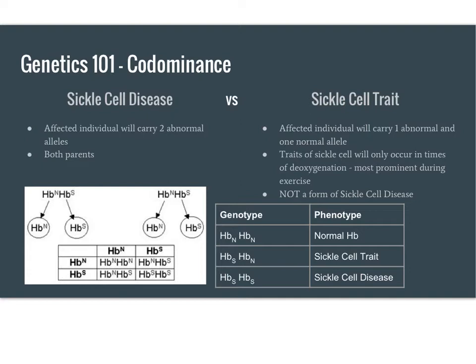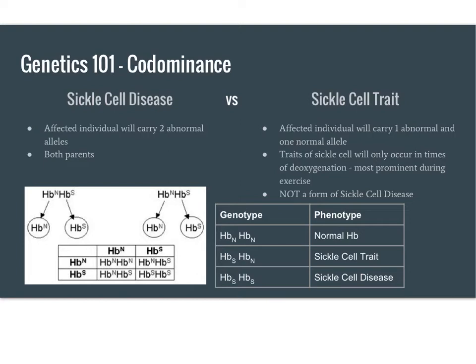The allele for hemoglobin may be either HbS for sickle or HbN for normal hemoglobin. Both of these alleles are dominant. When a mother and father both contribute HbN alleles, as seen in the first row of the table, the resulting offspring will have normal hemoglobin. If the mother and father both contribute HbS alleles, as seen in the bottom row of the table, the resulting offspring will have sickle cell disease.